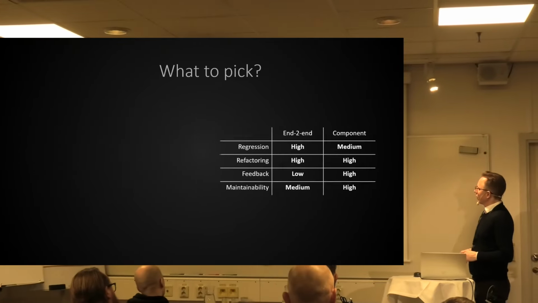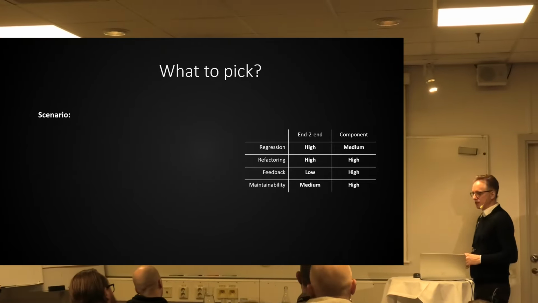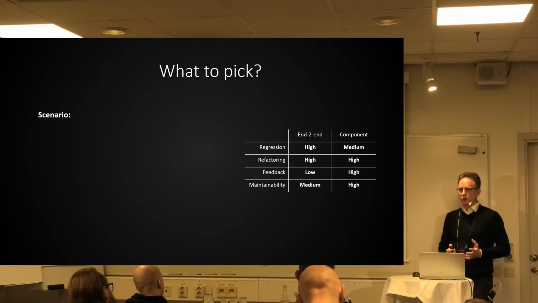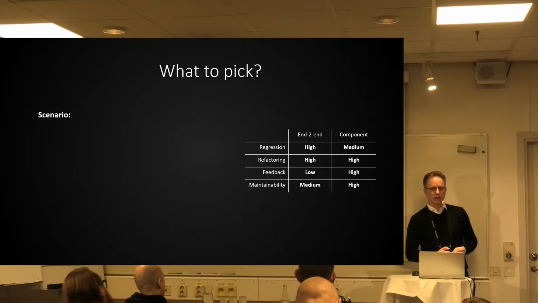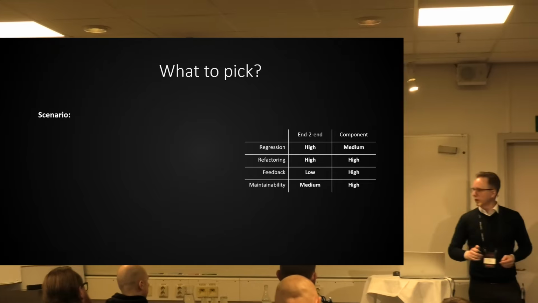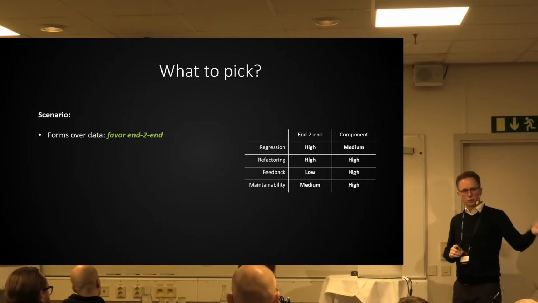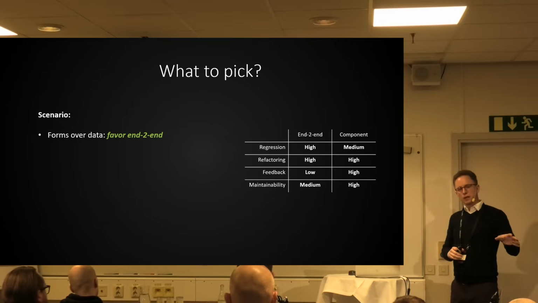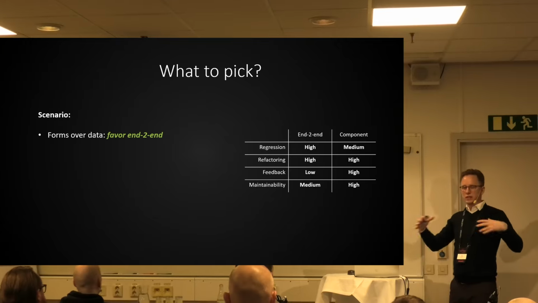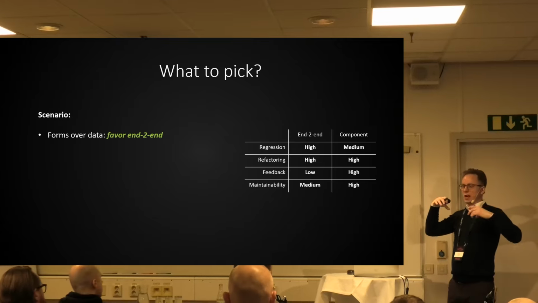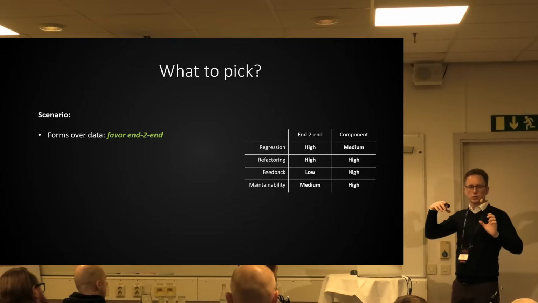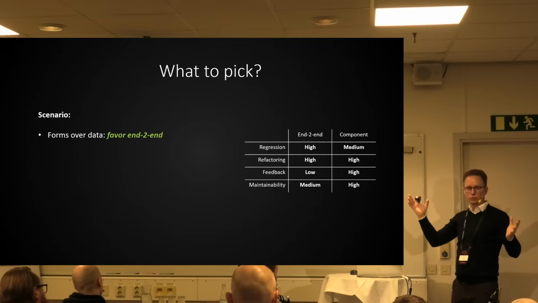Now, I think it's very much a scenario-based choice here. There's no right one. Unfortunately, I can't give you a silver bullet and say, always do this, right? So if you're just building some Blazor app, maybe an internal thing, forms over data, you probably want to start with end-to-end tests, because there's not going to be a lot of value in writing individual tests for individual components, because you're likely not going to have a lot of reusability.